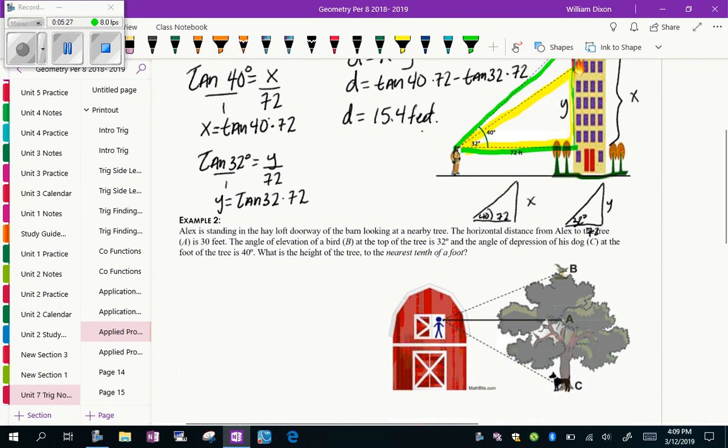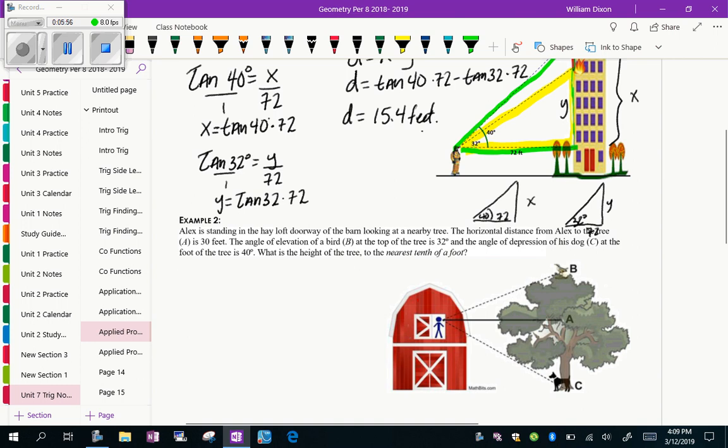Example number 2 says Alex is standing in the hayloft doorway of the barn looking at a nearby tree. The horizontal distance from Alex to the tree is 30 feet. The angle of elevation of a bird at the top of the tree is 32 degrees. The angle of depression of his dog at the foot of the tree is 40 degrees. What is the height of the tree to the nearest tenth of a foot?